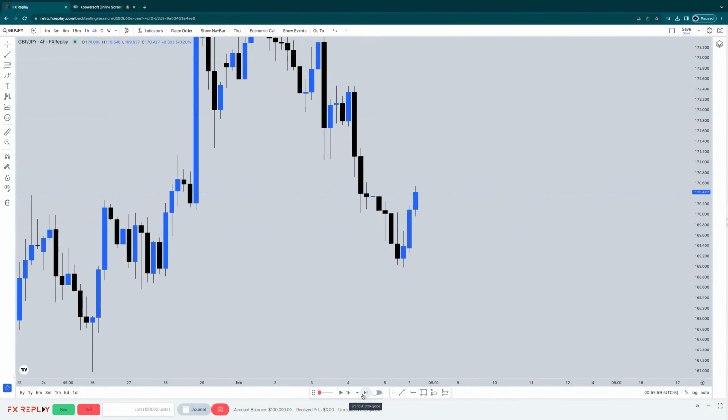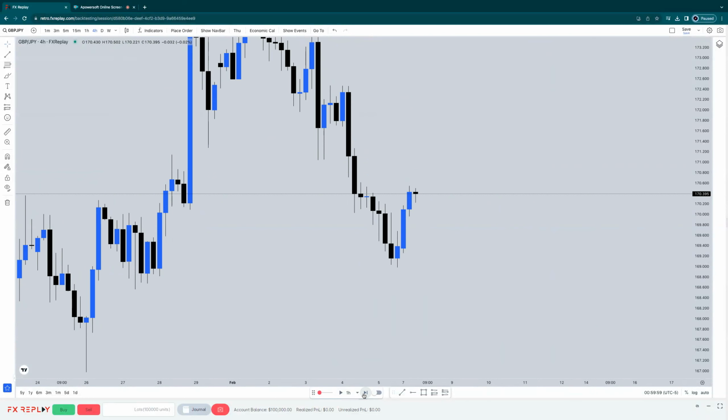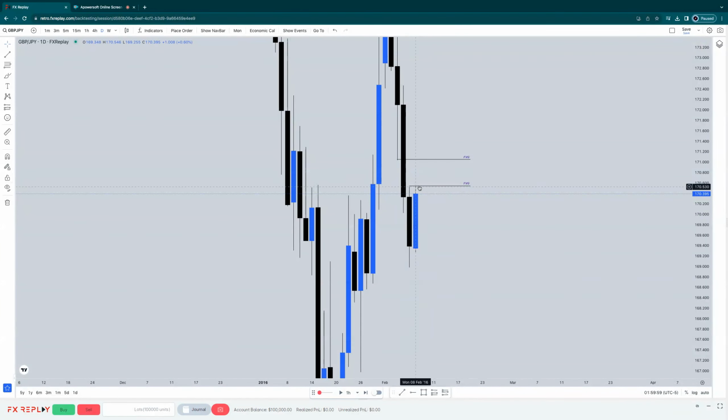So if I skip it to the 2 a.m., which is the London session, we'll see that our new 4 hour candle has started. 1 a.m. it opened, it's gone lower, and we haven't yet tapped into this daily FVG, or if we have, it's been very, very slight.